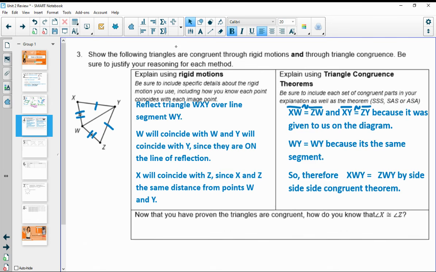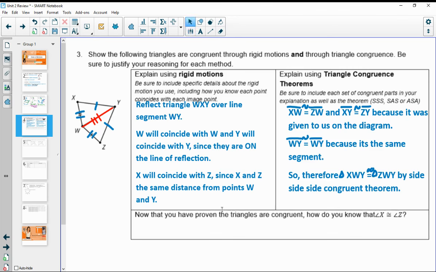So we prove those two sets of sides, and then we know this segment is equal to itself because it's in both triangles. And so that's what we have here. And then that proves that these two triangles are congruent to each other by side.